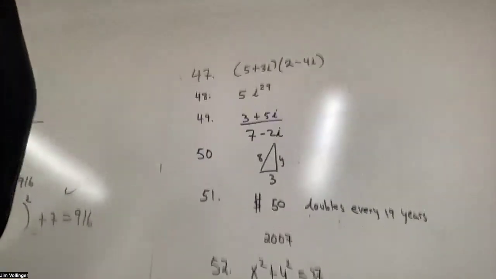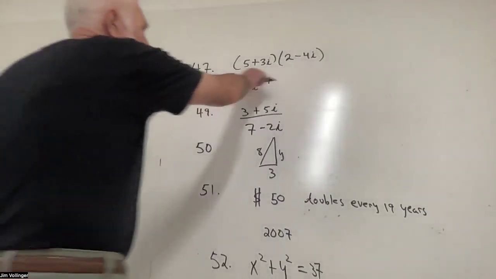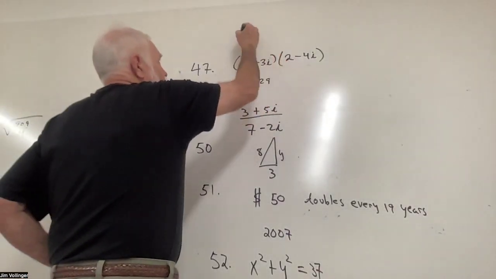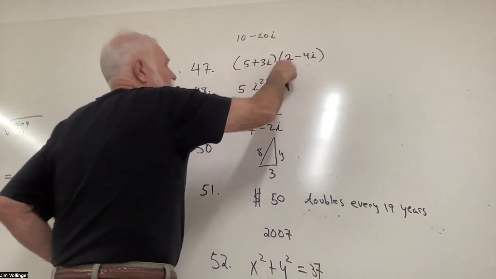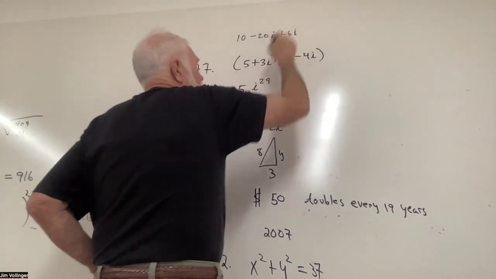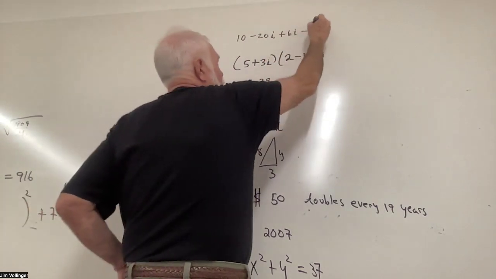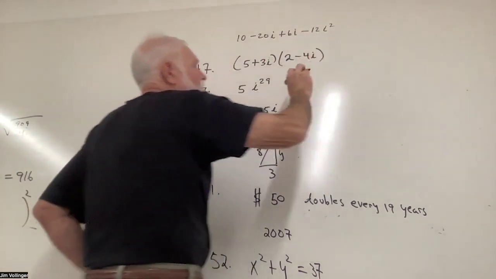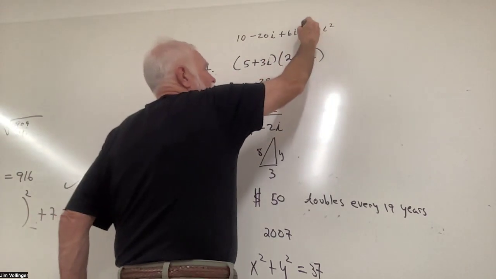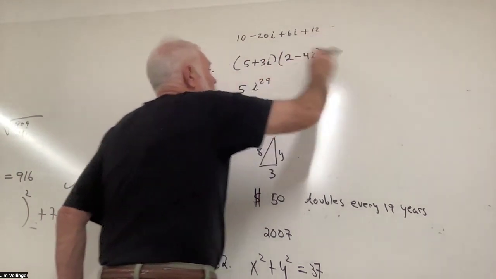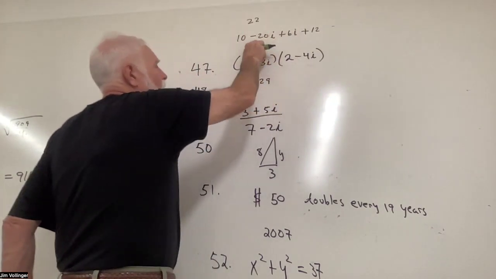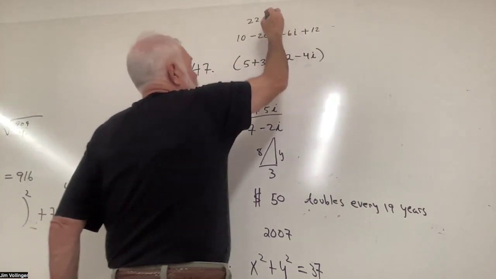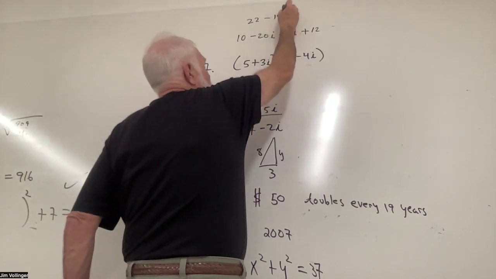Imaginary numbers, as you'll see on your SATs quite a bit. So let's multiply this out. 5 times 2, 10. 5 times minus 4i, minus 20i. 3i times 2, 6i. 3i times minus 4, minus 12i squared. I hope everybody knows that minus 12i squared becomes positive 12. I hope everybody knows that 10 plus 12 is 22. And I hope everybody can do minus 20i plus 6i, minus 14i.